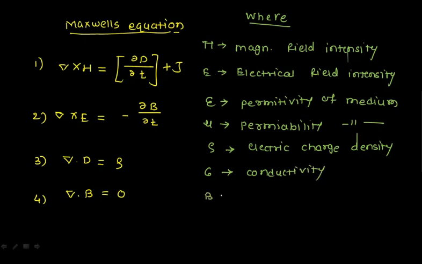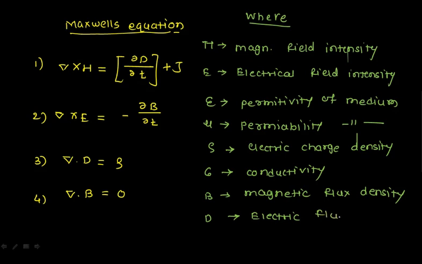B is magnetic flux density. D is electric flux density. And J is nothing but the electric current density. So this is the meaning of each and every term which is involved either directly or indirectly in this equation. So now when I talk about the electric current density, which is nothing but the J, which is there in the first term, how we are going to write this?